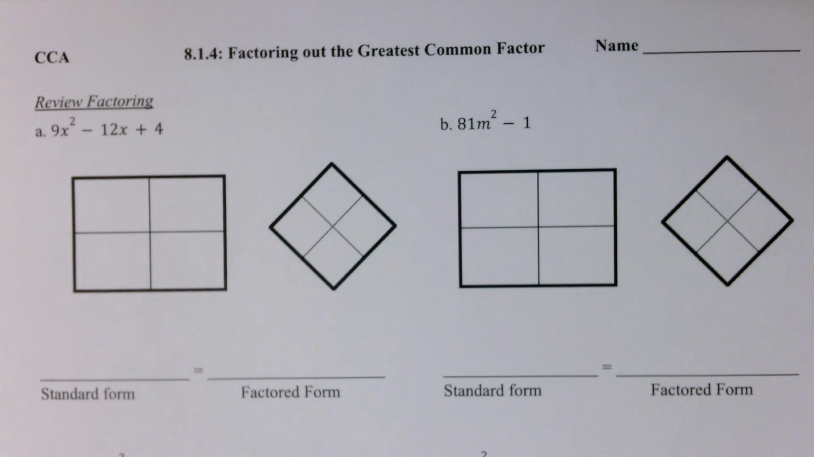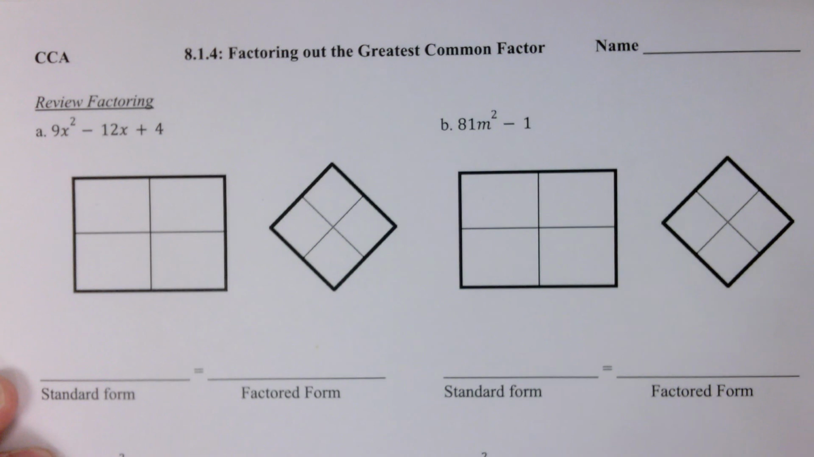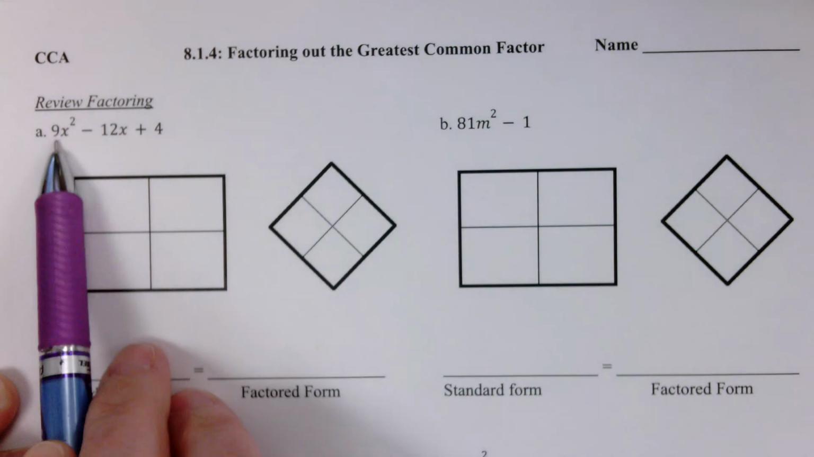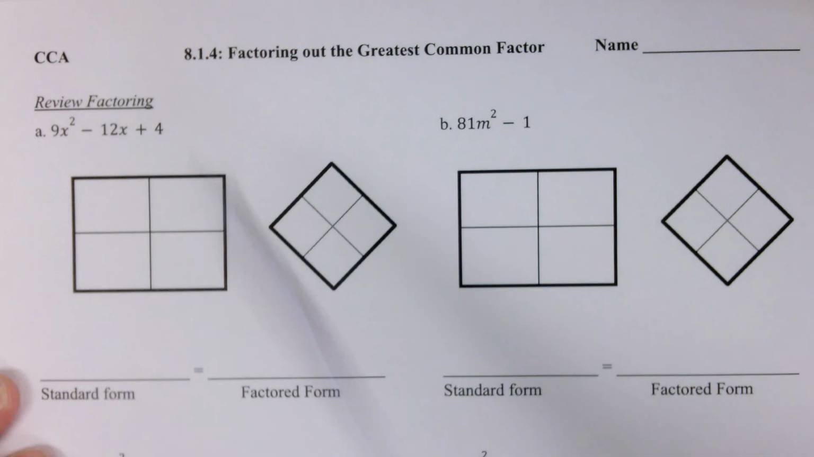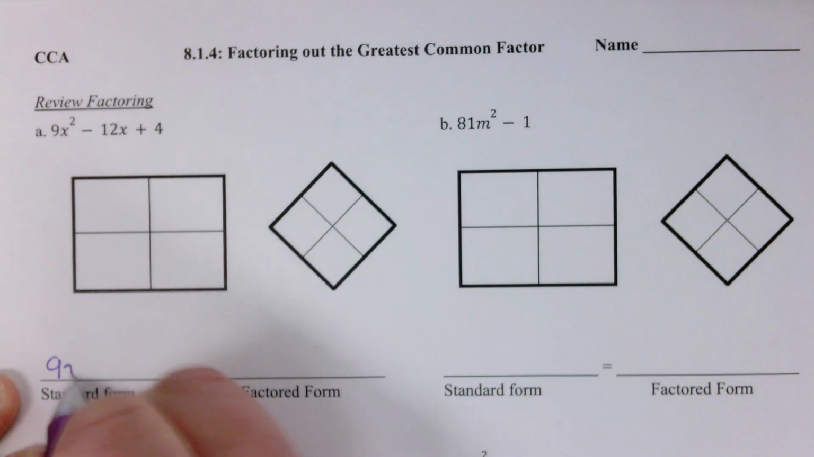Before we go on to learn about 814, let's do some reviewing from what we've been doing. First of all, I want to make sure that my expression is in standard form, so highest power of x down to lowest power of x. So that is my standard form.